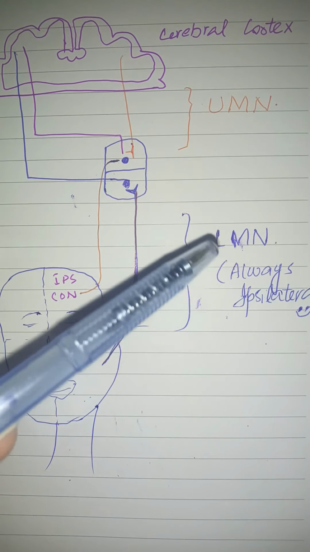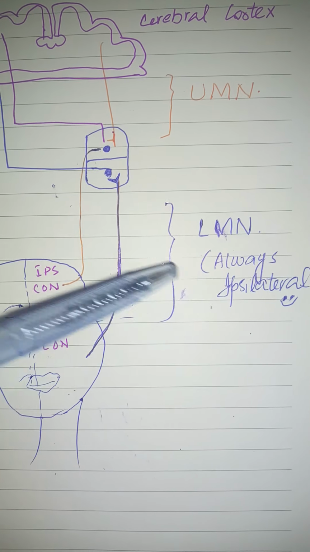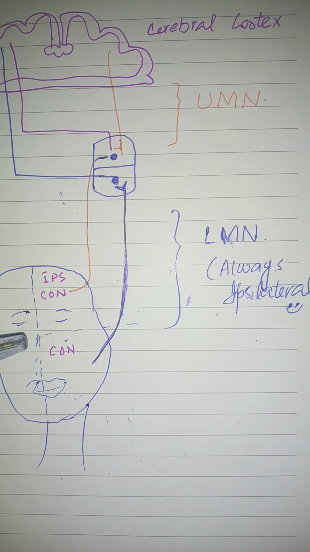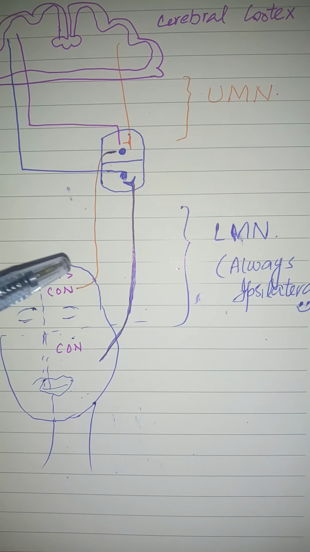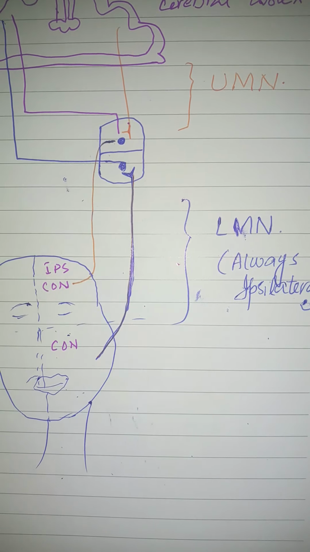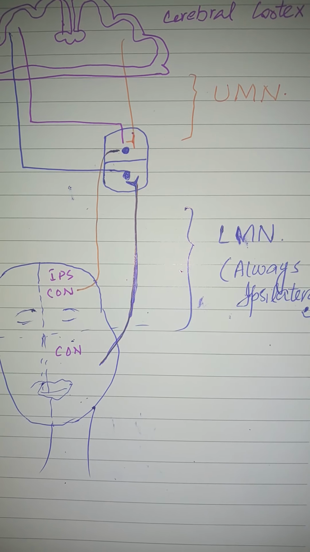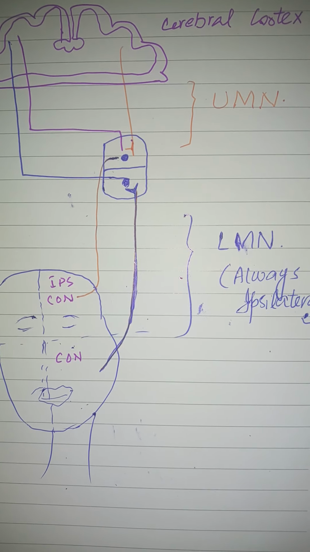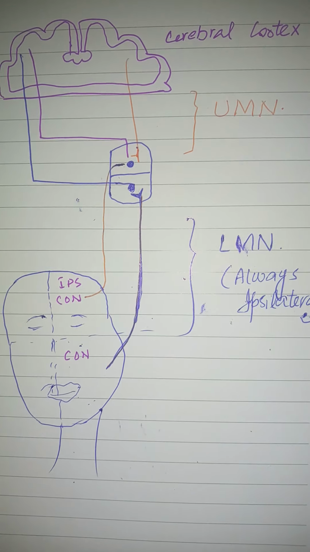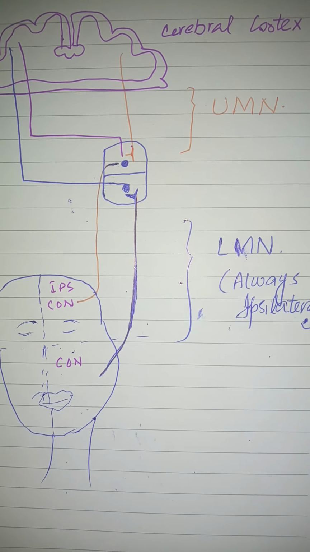So first, starting with the lower motor neurons, always ipsilateral. That's a really easy one. If anything happens to the facial nerve of the right side, or if anything happens to the facial nerve of the left side, the ipsilateral side will be affected. That means if the right side facial nerve is affected, then the right side of the face will be affected, and if the left facial nerve is injured, then the left side of the face will be affected. So lower motor neuron is always ipsilateral. Now that has made this topic easier already.